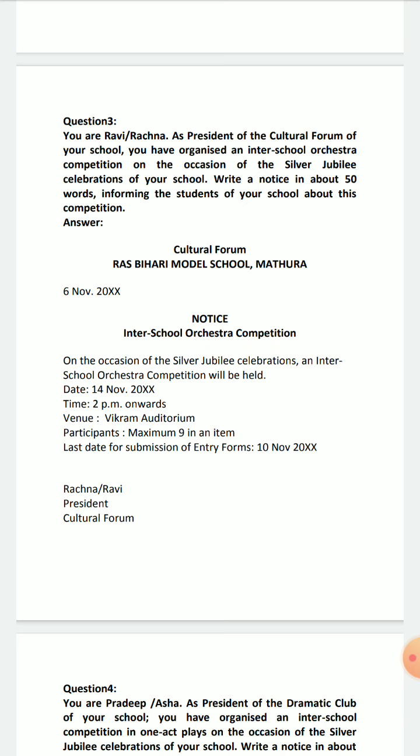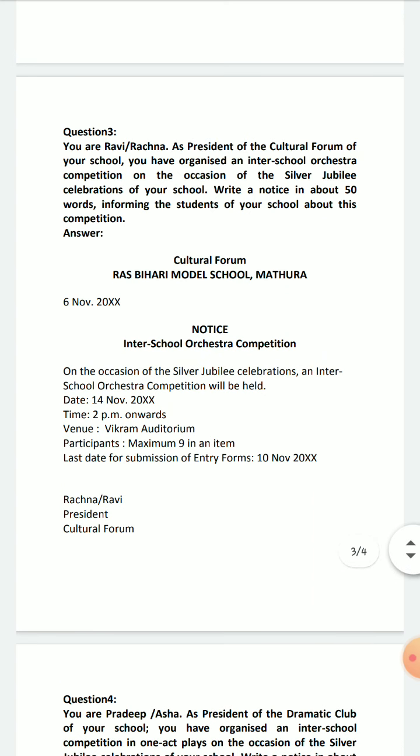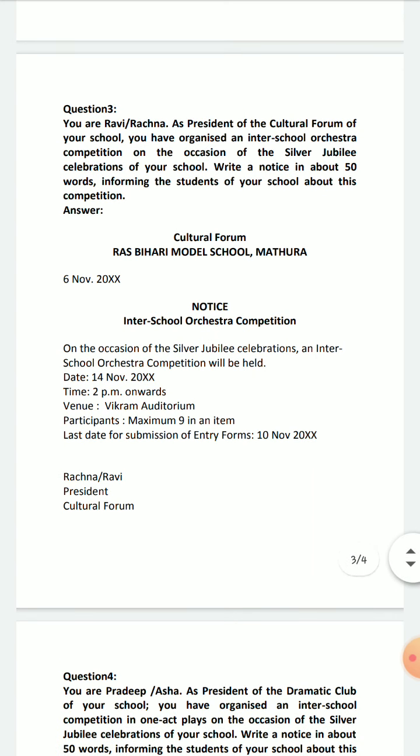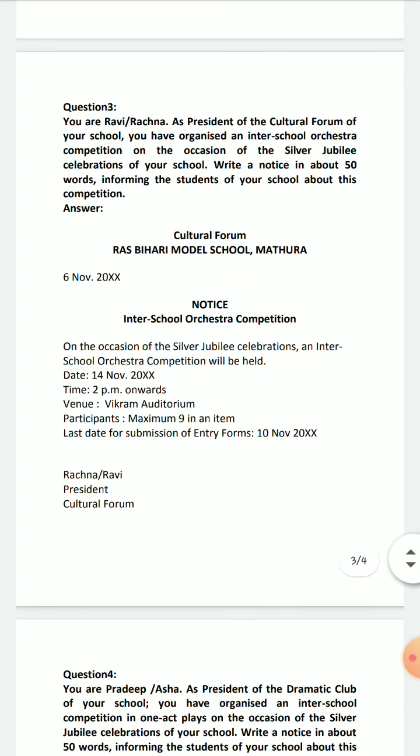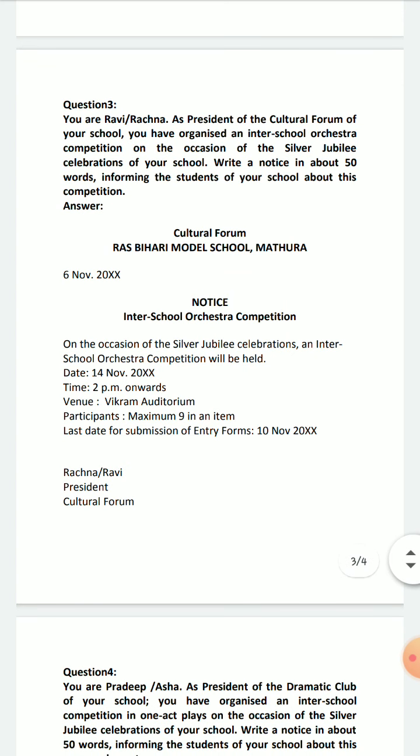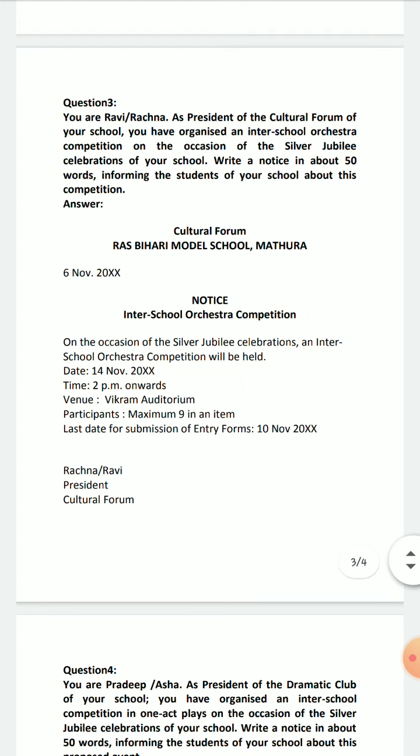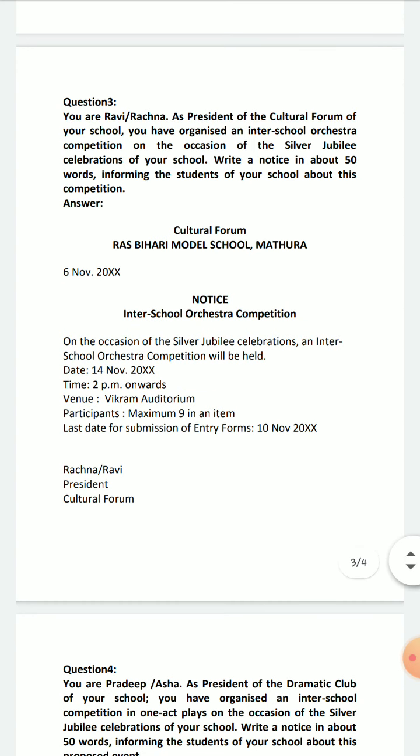And see, at the very beginning, by this time you know, you have to write cultural forum first. Then the name of the school, I have given Rash Bihari Model School, Mathura. Then see where the date has to be given. These are the process, these are the techniques. You have to remember all this. Then a bit down, you have to write notice. Then obviously title I have given here, inter-school orchestra competition.